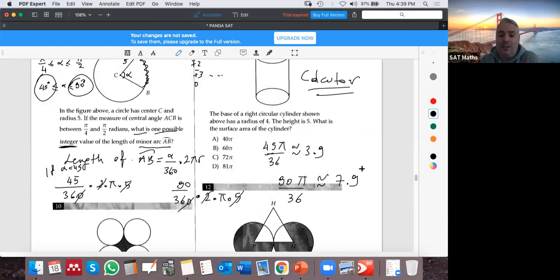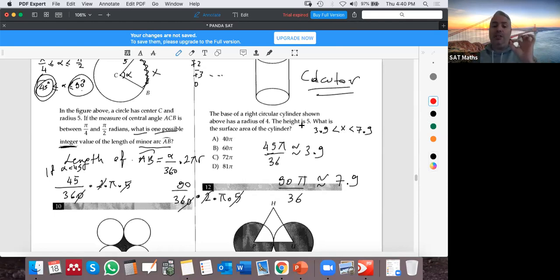Now, my dear students, if alpha is 45 degrees, this is the length, which is 3.9. If alpha is 90 degrees, this is the length, which is 7.9. But alpha is neither 45 nor 90. It is between them. That means the length of my arc, if I call it x, must be between these two values. So it could be 4, 4.1, 4.5, 6, 6.5, whatever.